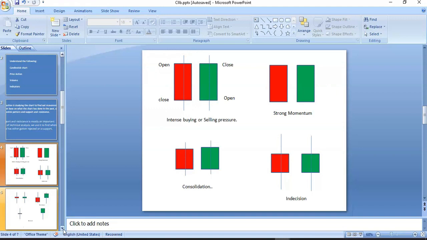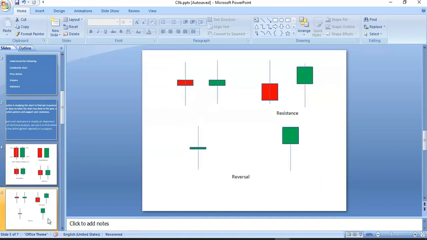Okay, when we go left into the chart, you are going to see these candles play their role, and you will see how to use them for price action.